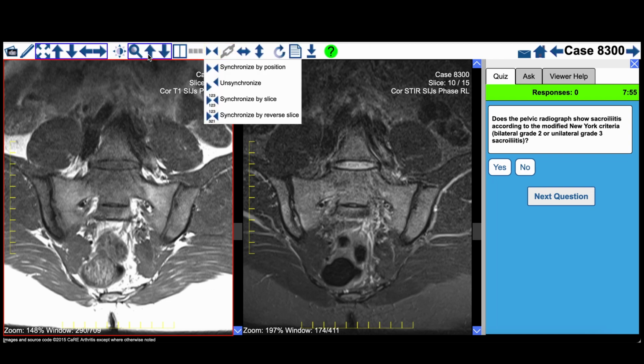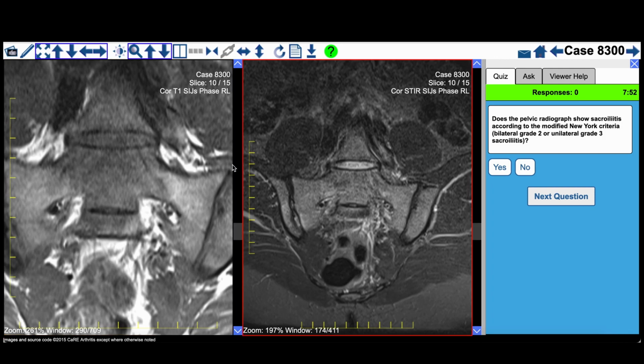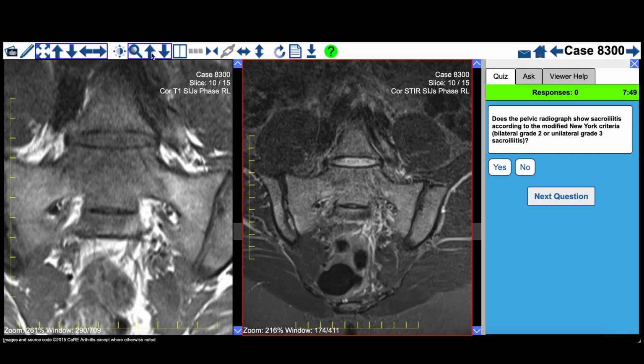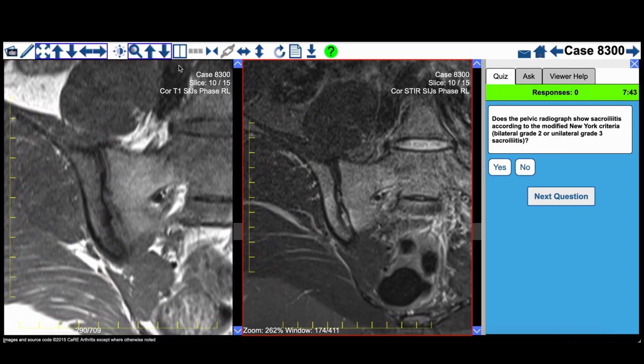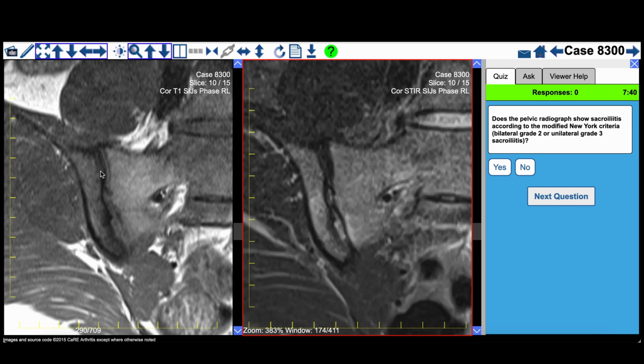So I'm now going to magnify the scan, and we're going to look in particular at the right joint. So let's focus our attention on the right joint. And we see that the right joint demonstrates erosion. It's abnormal. There is widening of the joint space. There is very little bone marrow edema, just a tiny strip in the right lower sacrum. That could be a false positive. And erosion, however, is highly specific for axial spondyloarthritis.